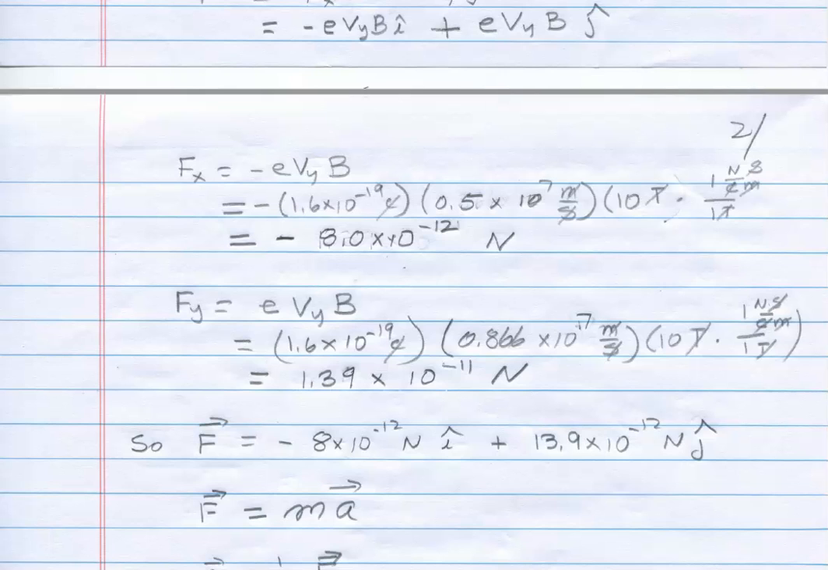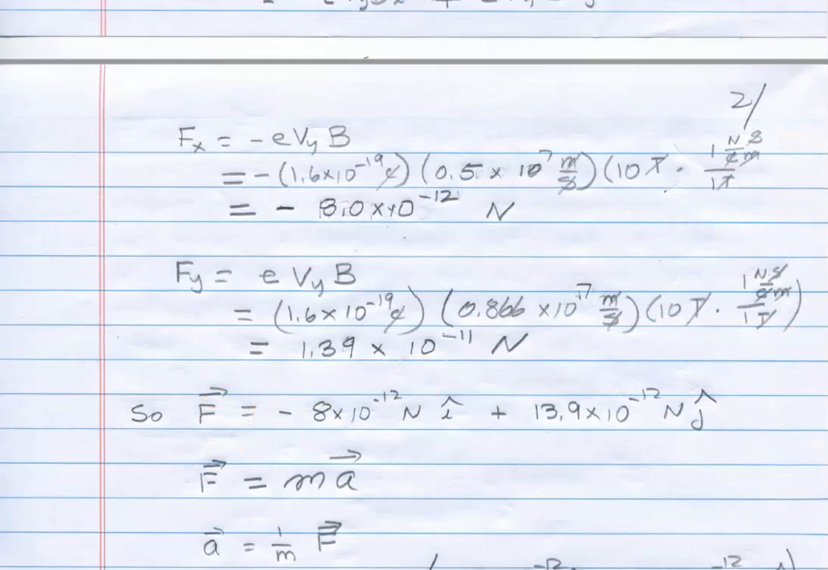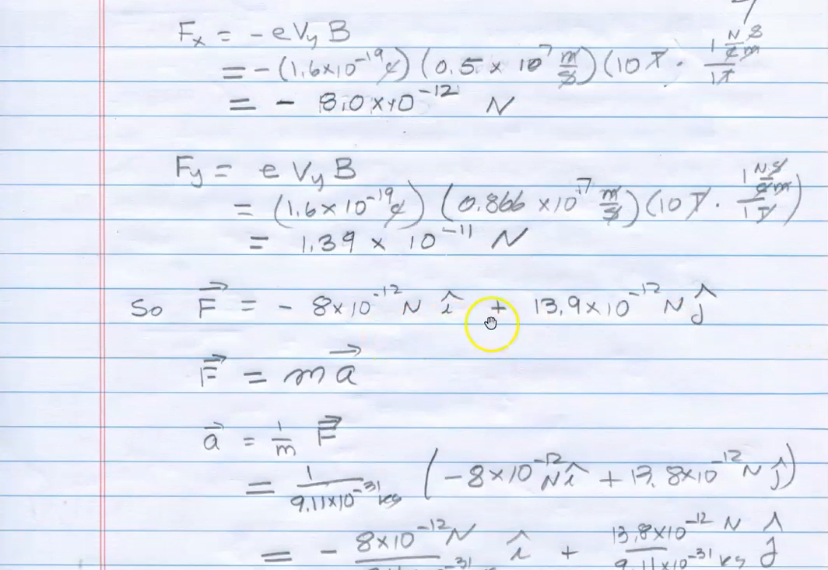Fy is similar. Get the force, and that's 1.6 times 10 to the minus 19th. By was 0.866 times 10 to the 7th, and 10 Tesla. Again, the units cancel, comes down to newtons, and I get 1.39 times 10 to the minus 11. So I get the total magnetic force on this in terms of its x and y components using the unit vector notation as just the sum of these two in the i hat and the j hat.